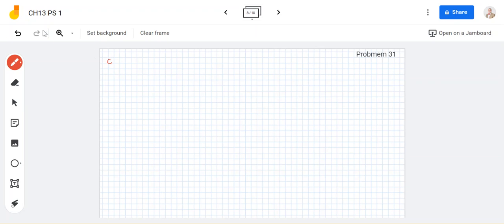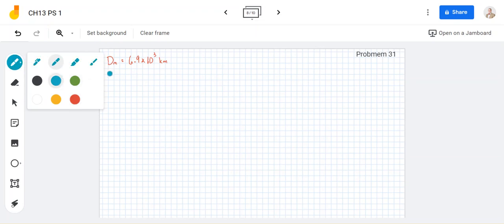So the diameter, use capital D. The diameter of Mars is 6.9 times 10 to the 3rd. Now, that's kilometers. We're going to have to work in meters here in a second. So the diameter of the Earth, 1.3 times 10 to the 4 kilometers.